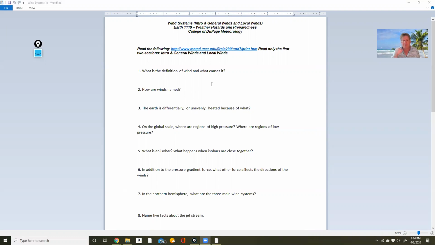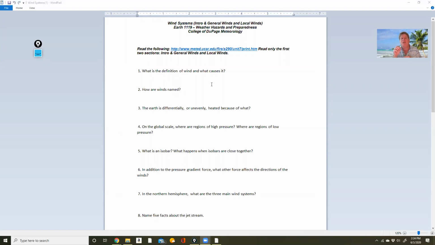Make this good. What's an isobar? What happens when isobars are close together? Isobars being close together means the winds are going to be fast, because the closer the isobars are, the stronger the pressure gradient. So that's important. When they're close together, the winds are going to be faster.